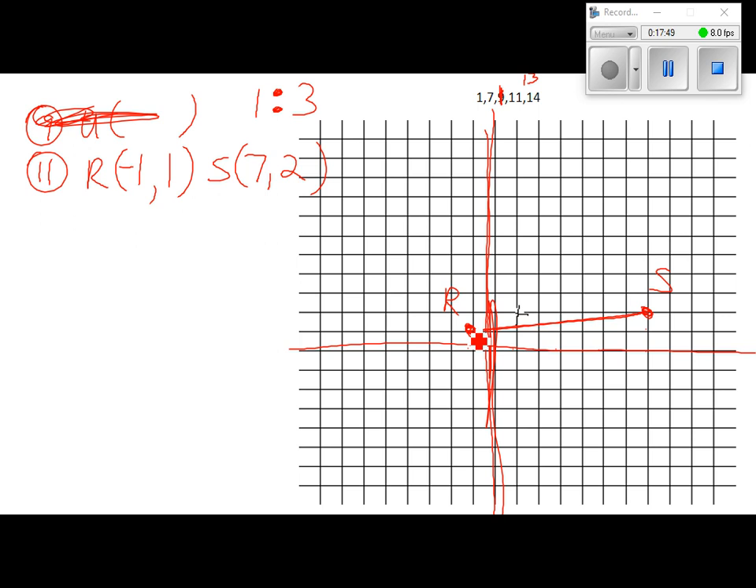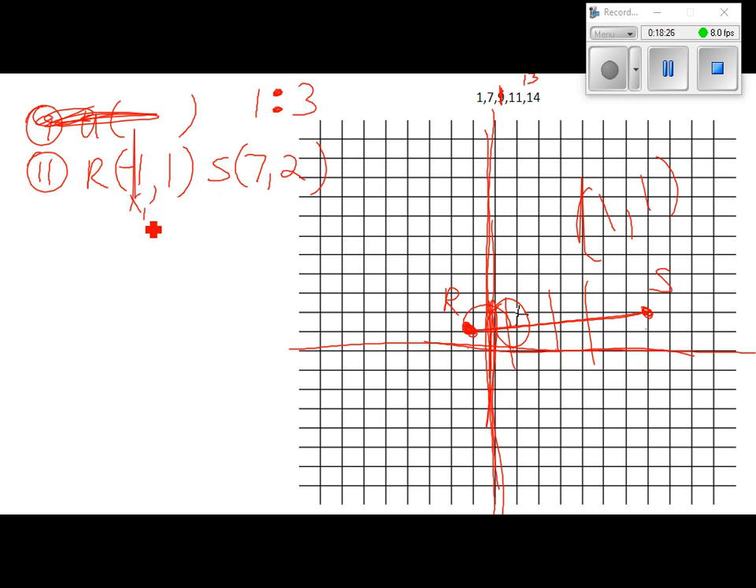How many sections are we splitting this up into? 4. So how many times am I going to cut it? 3. There you go. That looks better. That's a little closer than the last one. Still not great, but which point are we starting at? R. How many places are we moving from R? 1. So we should be somewhere around, let's estimate that, 1, 1. That's pretty close, isn't it? So let's see if we come up with the right answer, something close to that. We're using this formula.